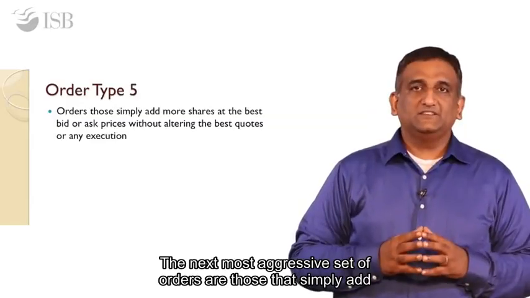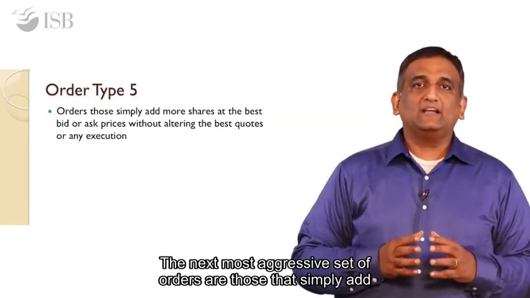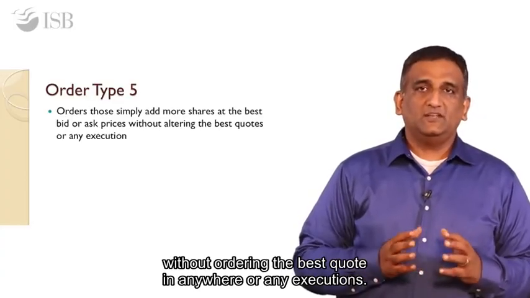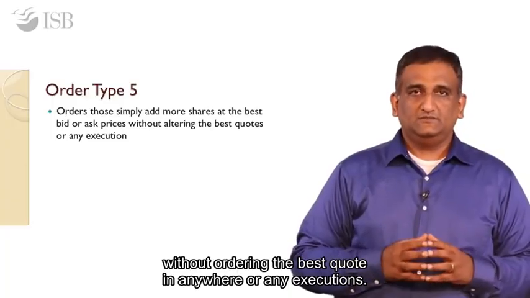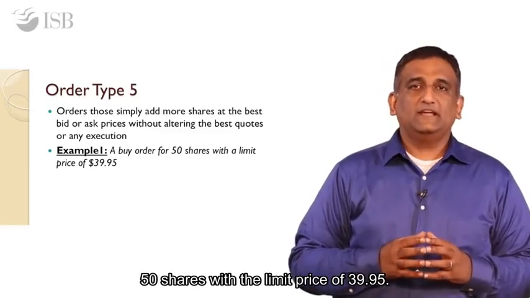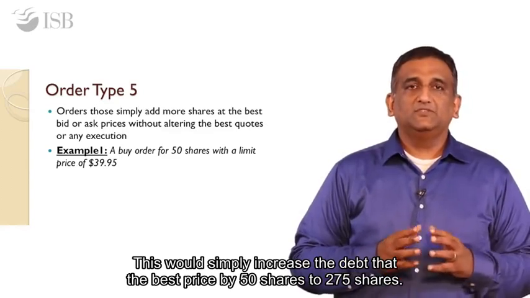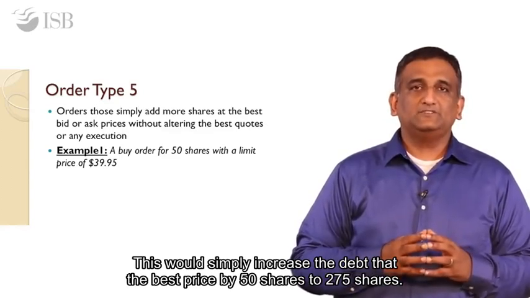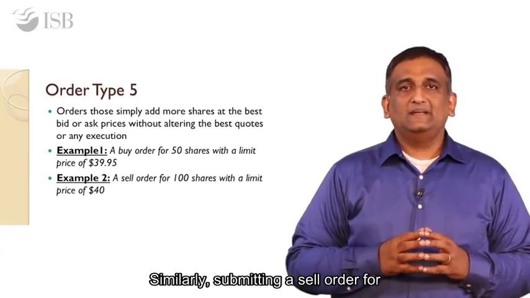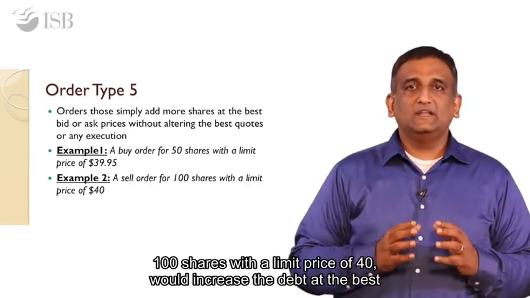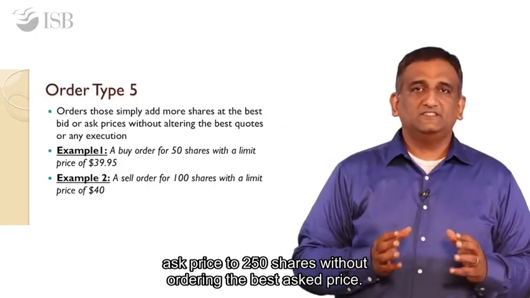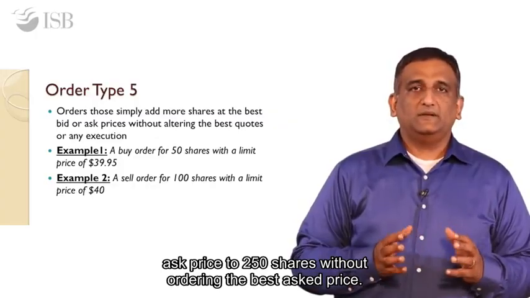The next most aggressive set of orders are those that simply add more shares at the best bid or ask prices without altering the best quotes in any way or any executions. An example would be to submit a buy order for 50 shares with a limit price of 39.95. This will simply increase the depth at the best price by 50 shares to 275 shares. Similarly, submitting a sell order for 100 shares with a limit price of 40 would increase the depth at the best ask price to 250 shares without altering the best ask price.